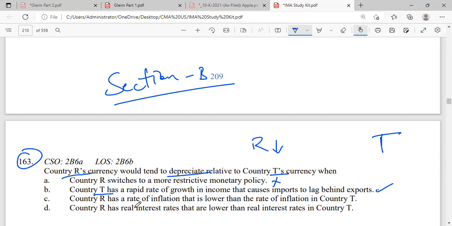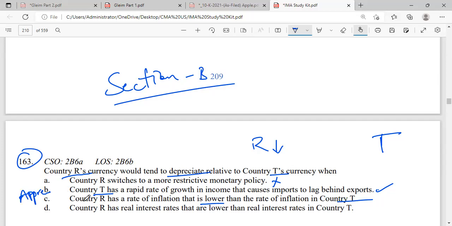Then, country R has an inflation that is lower than the rate of inflation in country T. See, in this case, if you are having more inflation, it means that your value is depreciating. But here, the inflation is lower than country T. So it is appreciating.